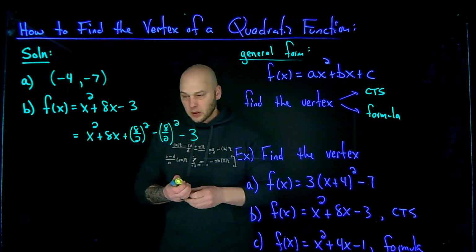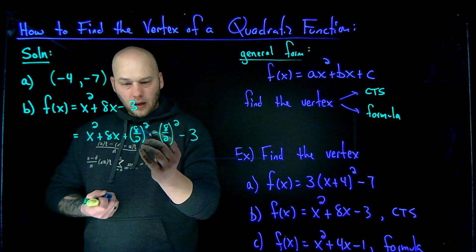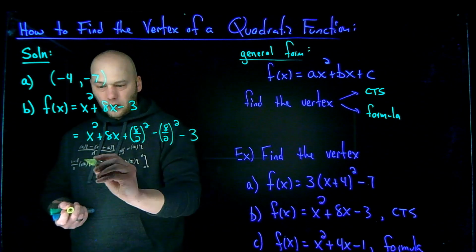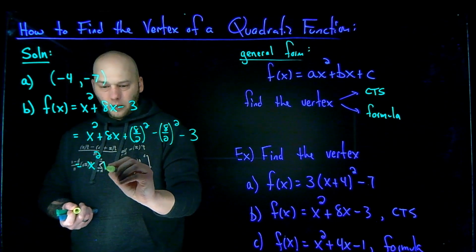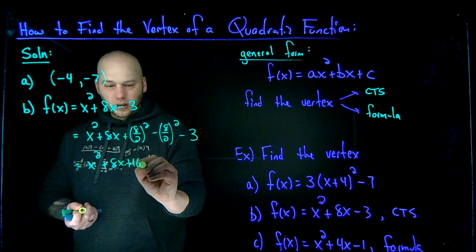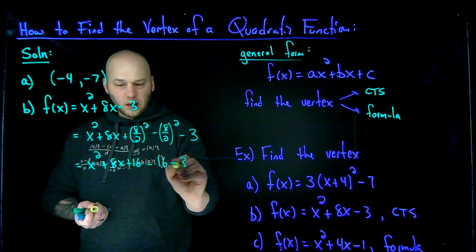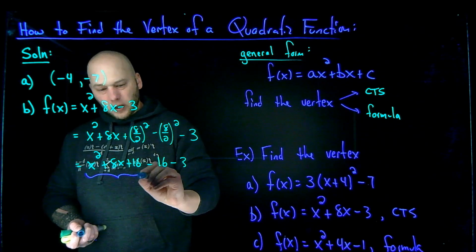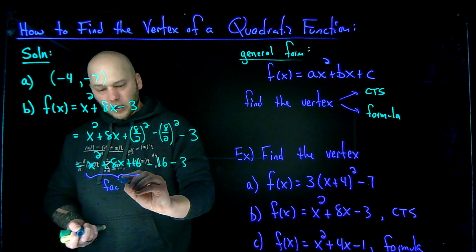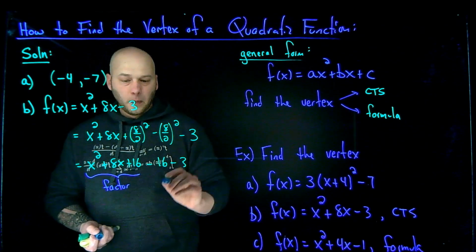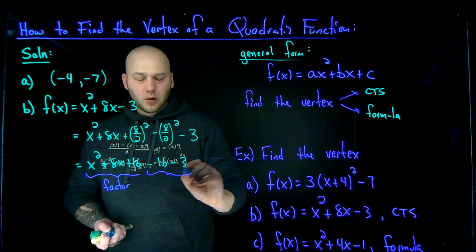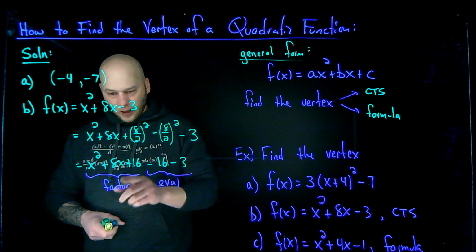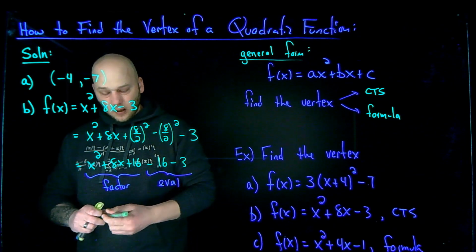Now what happens is, well, first of all, 8 over 2 is 4. 4 squared is 16. So this would give me x squared plus 8x plus 16 minus 16 minus 3. And after I do that, I take the first 3 terms and I'm going to group those together and factor them. And then the last 2 terms I'll group together and evaluate. Now, x squared plus 8x plus 16 does factor nicely.